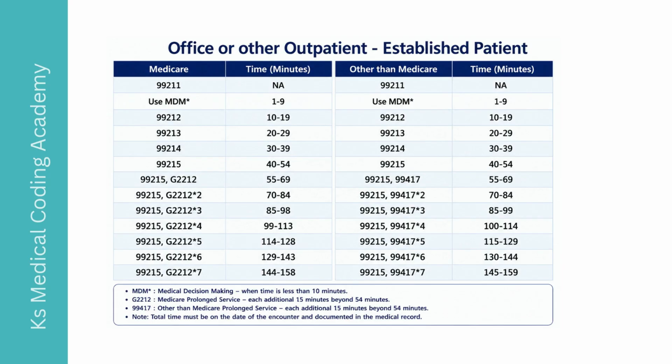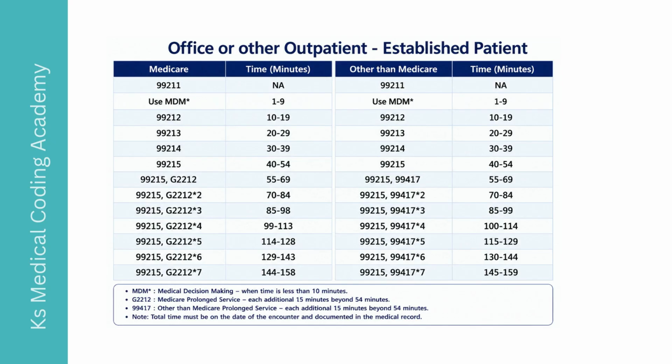When the total time is 10 to 19 minutes, report 99212. For 20 to 29 minutes, report 99213. For 30 to 39 minutes, report 99214. The highest established patient office visit code is 99215. Here, Medicare and non-Medicare rules are different. For Medicare, 99215 covers 40 to 68 minutes.